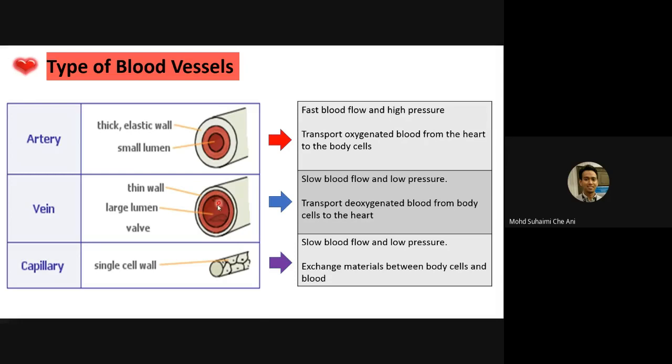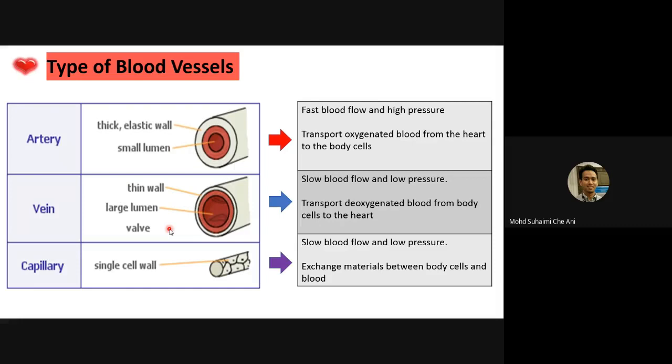But the problem is when the blood goes slower, there is a potential that the blood will go the opposite way. So that's why the vein needs to have valves, to allow the blood to go in one direction. In the artery, the blood is faster, so it will not have a chance to go the opposite way. But the vein is very slow, so there might be a possibility that it will go the opposite way. So that's why the vein needs valves.